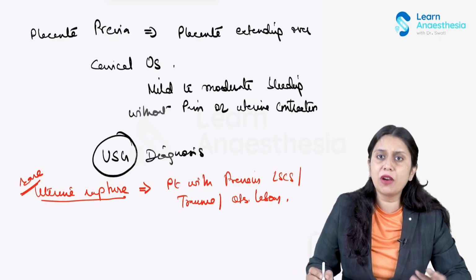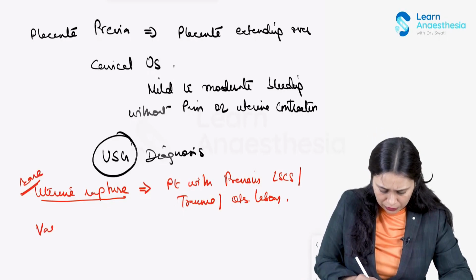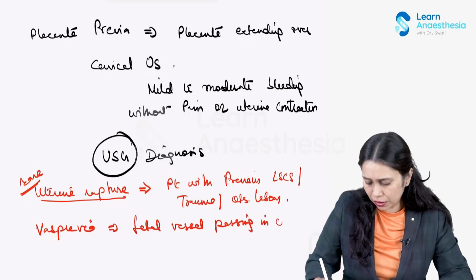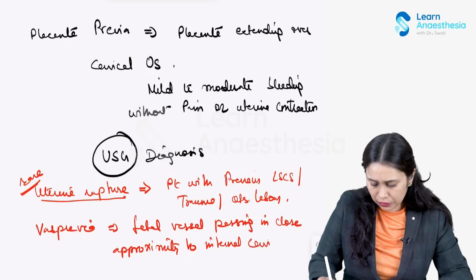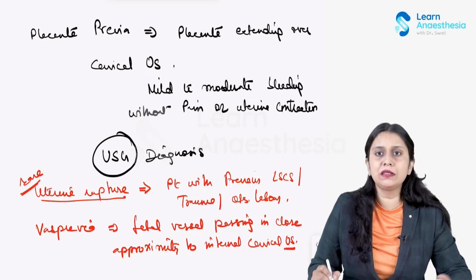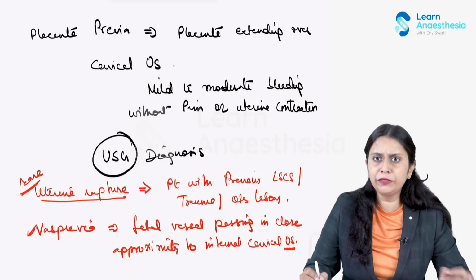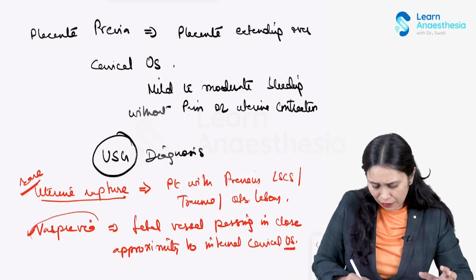Then another rare etiology is vasa previa, that is a fetal vessel crossing the cervical os. So vasa previa is a fetal vessel passing in close proximity to the internal cervical os, and this presents with bleeding. The bleeding in vasa previa is mostly from the fetus, so fetal exsanguination is more commonly happening because it is bleeding from the abnormal vessel.